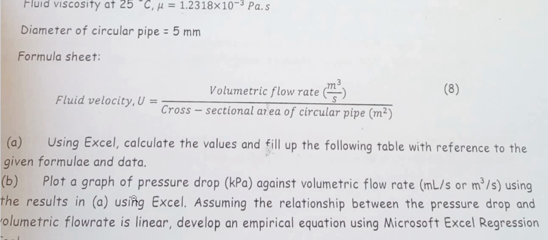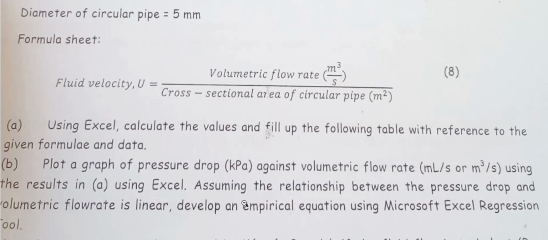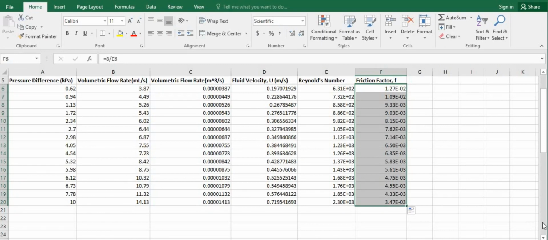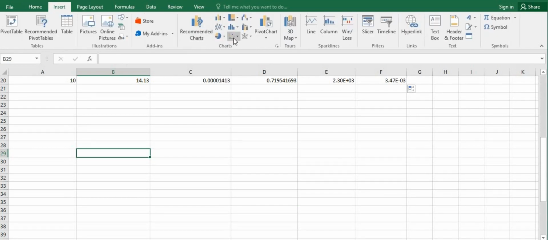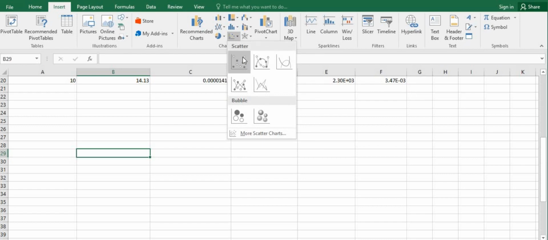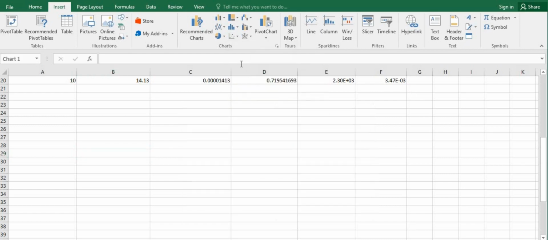Now the second part of the question asks us to plot a graph of pressure drop against volumetric flow rate in either milliliter per second or meter cube per second using the results in A. That's this, using Excel. Then we are supposed to assume the relationship between the pressure drop and volumetric flow rate is linear. Then we can develop an empirical equation using Microsoft Excel regressions. So we can look for a space and then click on insert, go to scatter, and you can choose this.